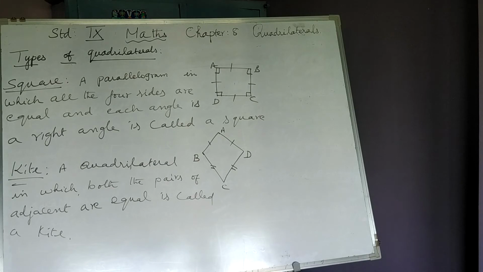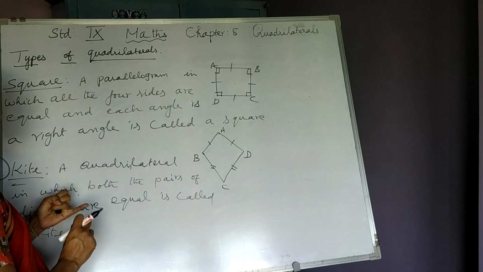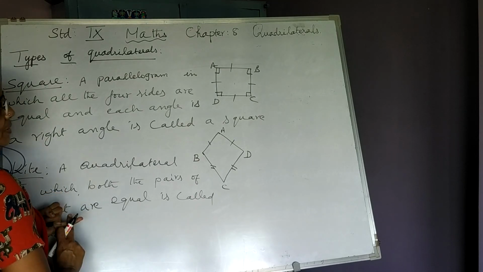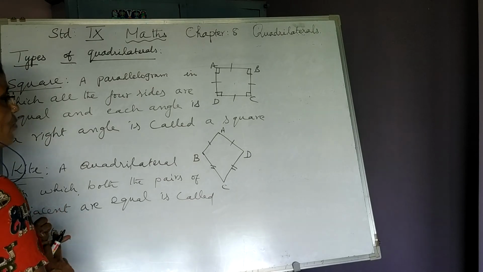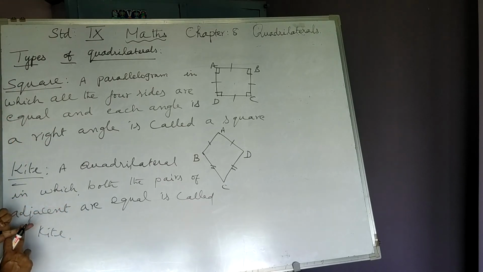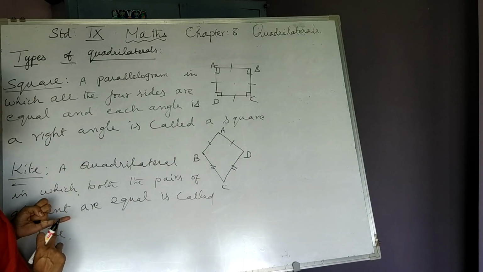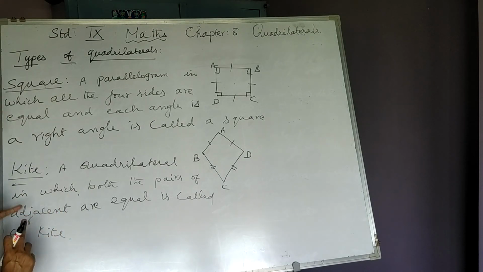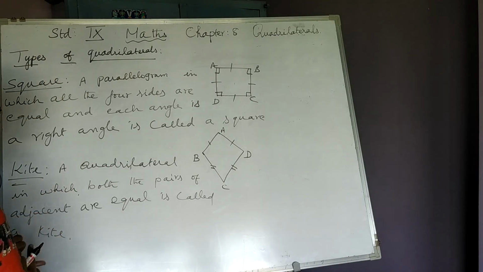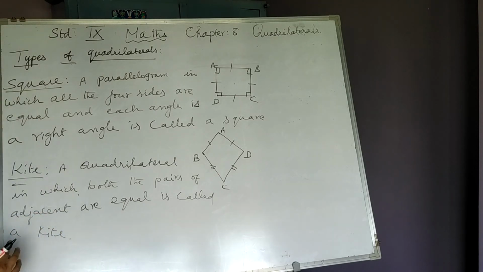So what are the different types we have learnt? First one is trapezium. What is a trapezium? A quadrilateral in which only one pair of opposite sides are parallel. Parallelogram is also a quadrilateral where both the pairs of opposite sides are parallel. Then comes rectangle. For rectangle we start the definition with a parallelogram. So a parallelogram in which each angle is 90 degrees is called a rectangle. Rhombus begins with the term parallelogram. So a parallelogram in which all the four sides are equal is called a rhombus.